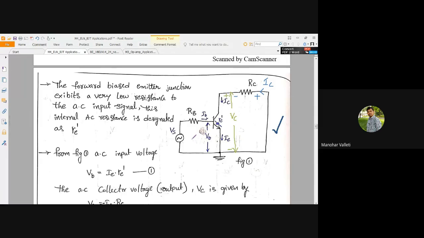Now we'll see whether the amplification is happening here or not. That we will see with the help of a mathematical expression. If you get the gain more than 1, it means some amplification is happening.